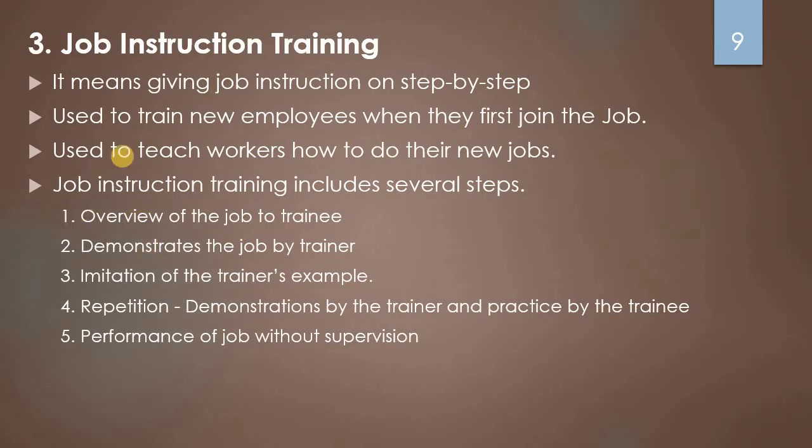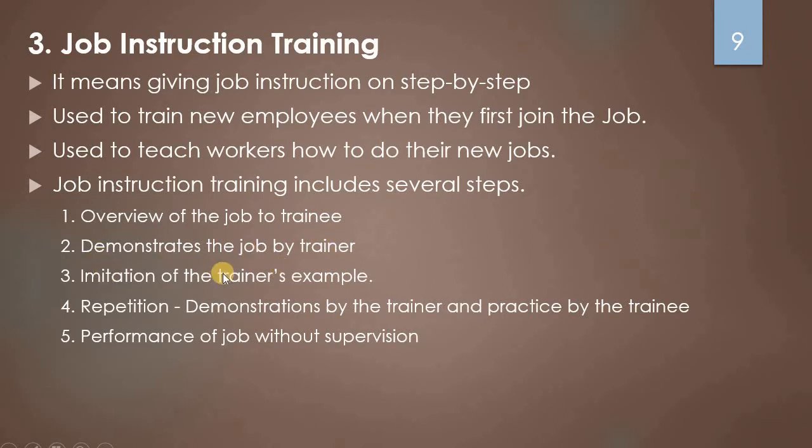The first step is what the job instructor or trainer will do. He will give the overview of the job to the trainee, so that there will not be any confusion regarding the job that they have to do. Once he gives the theoretical overview of the job, then he has to demonstrate the job to the trainee. Once he demonstrates, then what will the trainees do? Trainees have to imitate the trainer's demonstration, whatever example he has given.